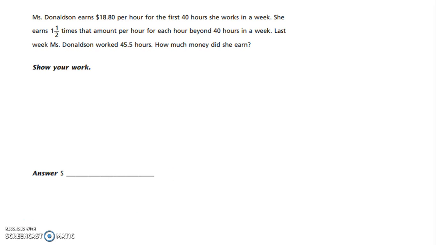It says Miss Donaldson earns $18.80 per hour for the first 40 hours she works in a week. She earns 1.5 times that amount per hour for each hour beyond 40 hours in a week. Last week, Miss Donaldson worked 45.5 hours. How much money did she earn overall for the week?